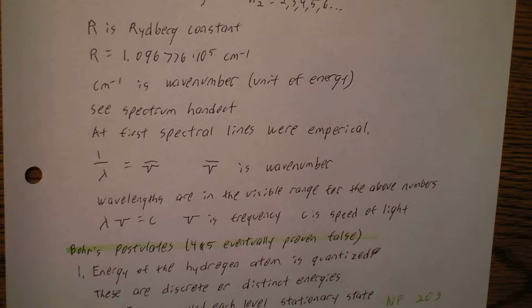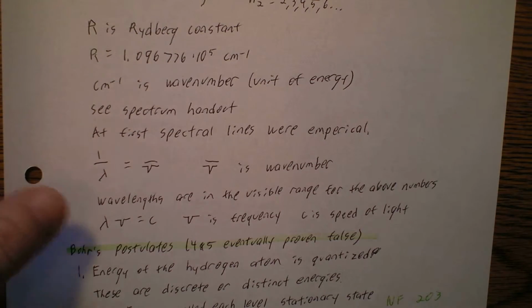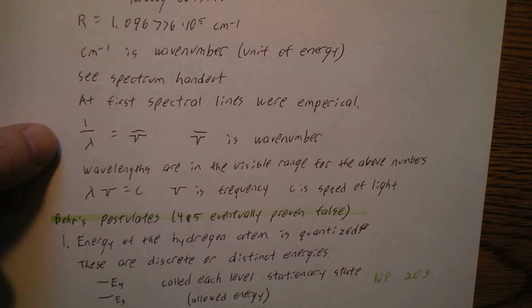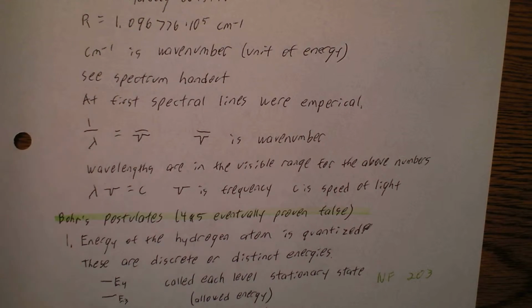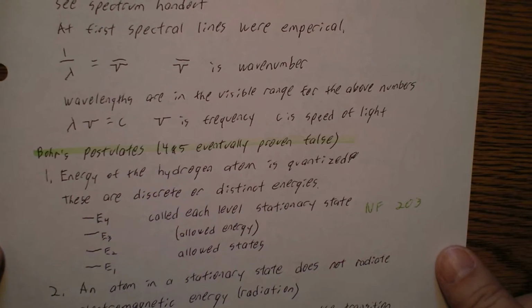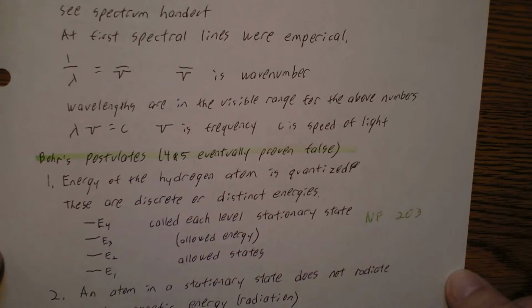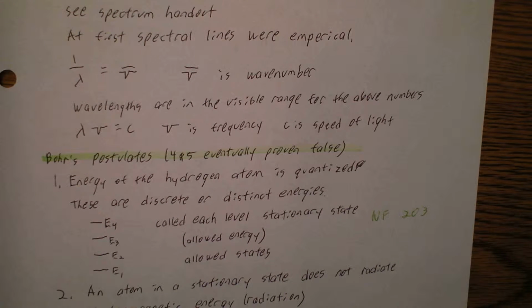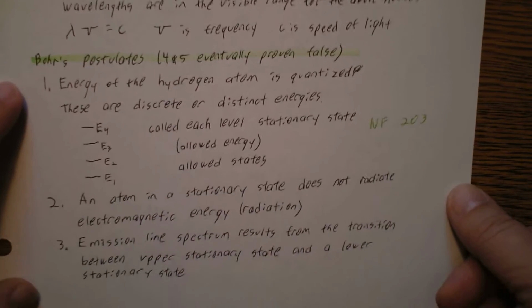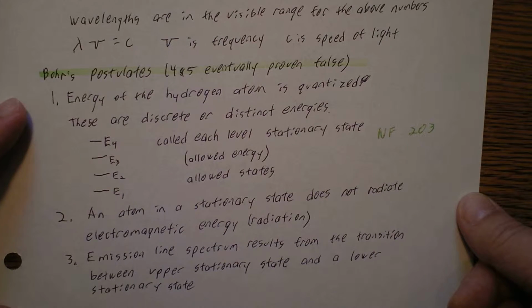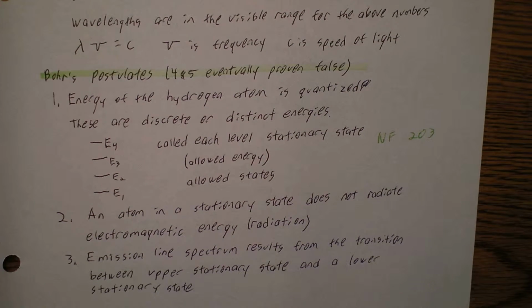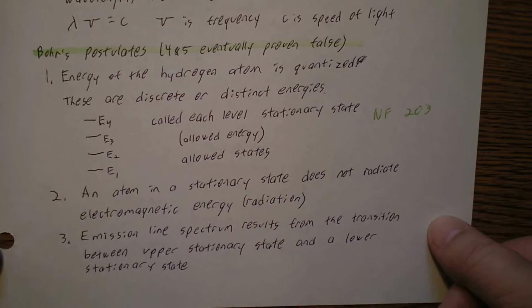At first, spectral lines were empirical. So you get 1 over lambda is equal to nu, where nu is the wave number. So wavelengths are in the visible range for those above numbers. So we get lambda nu is equal to c, where c is the speed of light and nu is the frequency. So Bohr made postulates. Now, numbers 4 and 5 of these were eventually proven false. But here's all 5 anyway.